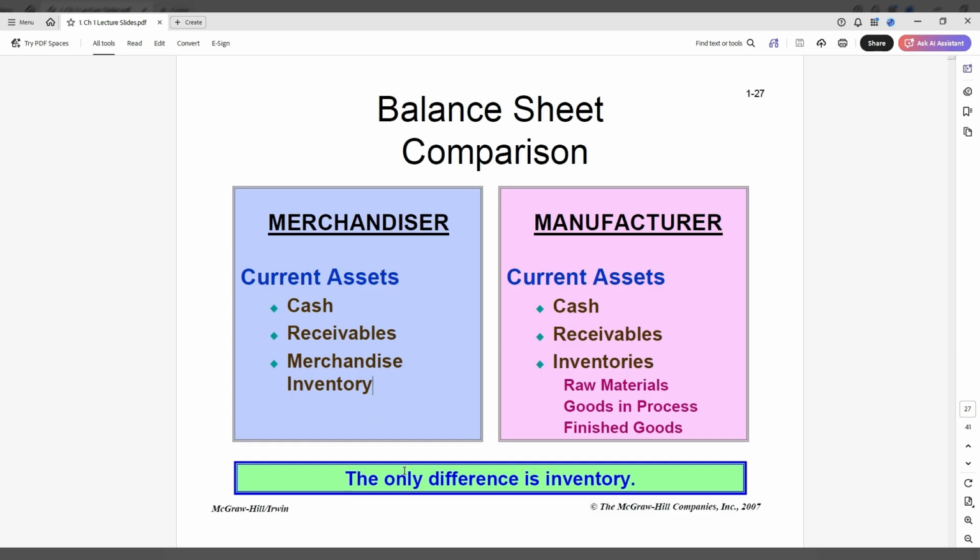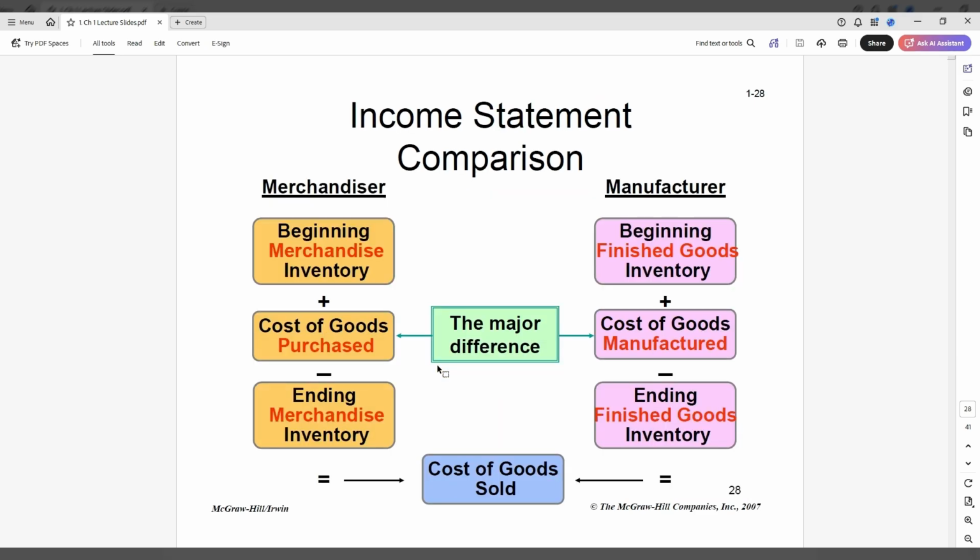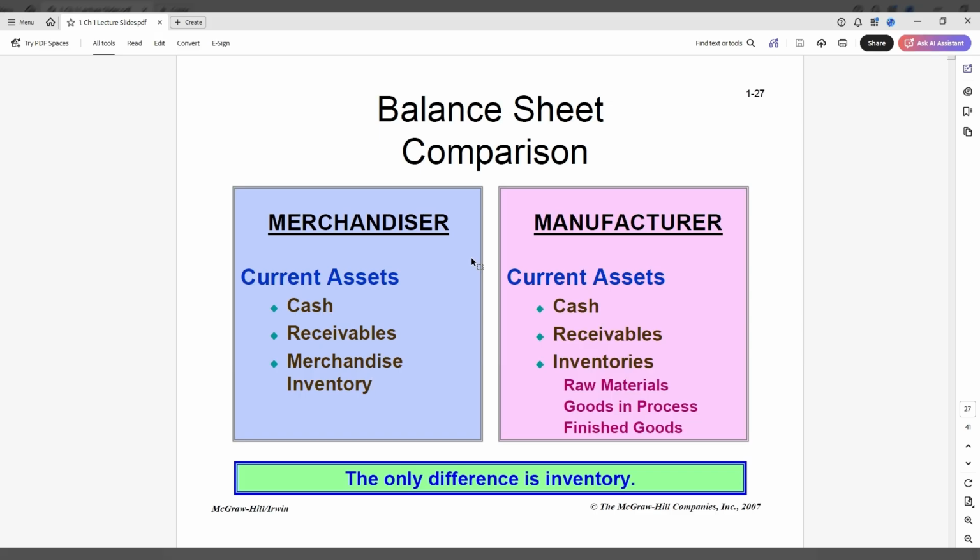But in all other respects, as it mentions here, cash, receivables, all these other accounts that you learned about in financial accounting, those don't really differentiate between the merchandiser and the manufacturer. It's just within inventory that you're really seeing a difference with these three categories and stages of the inventory, versus everything that a merchandiser buys is finished goods. It's ready to be resold. That's on the balance sheet there, inventory asset side.